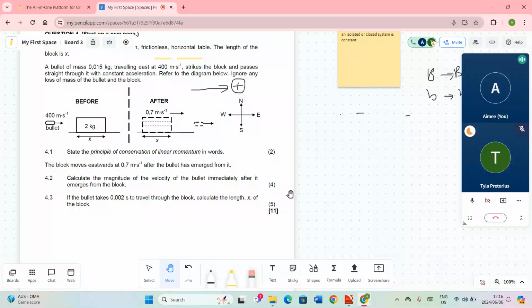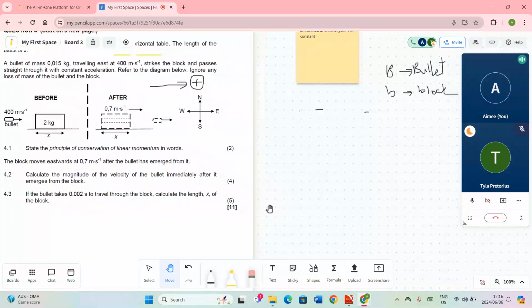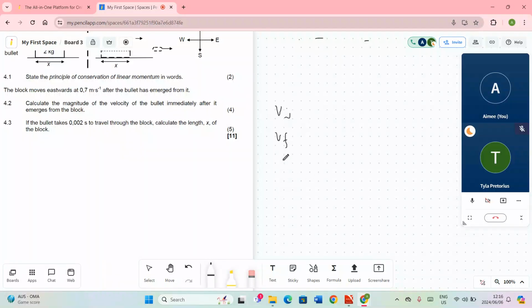We need to calculate what is change in x, but we can't calculate change in x until we have an acceleration, right? If we're using equations of motion. So let's say VI, VF, A, change in t, and change in x. This is what we're looking for.